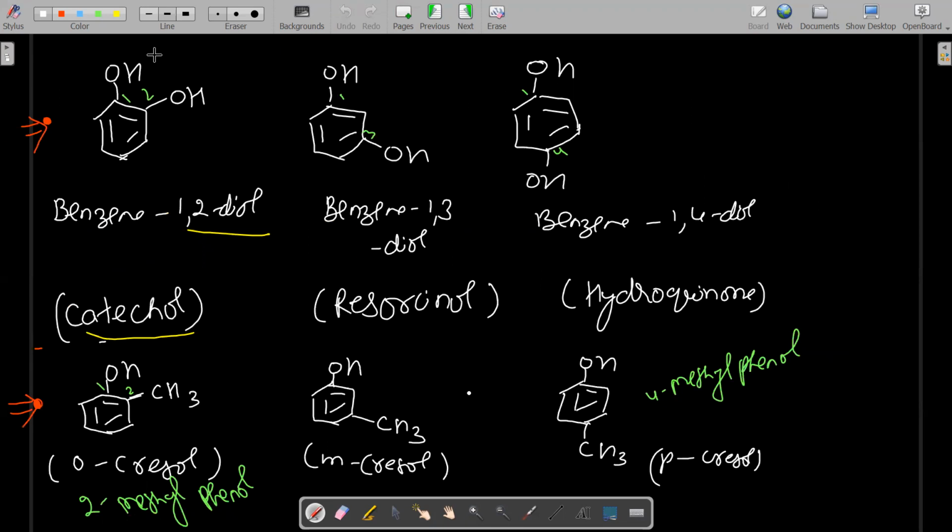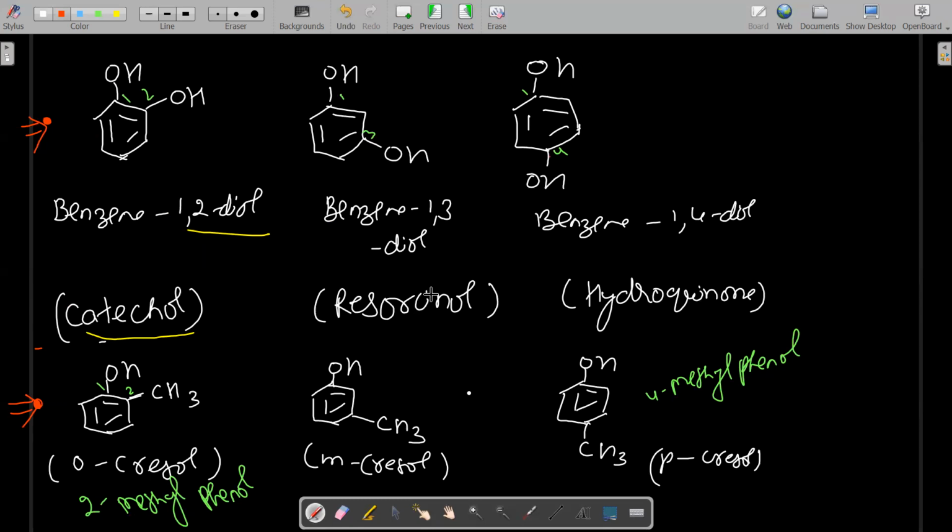Now come to phenol also. In phenol, if one OH group is present, that is called phenol. What is the name of this? This is the ortho position, this is the meta position, this is the para position. So these are called benzene-1,2-diol, benzene-1,3-diol, and benzene-1,4-diol. The common names of these three compounds are: 1,2 is called catechol, 1,3 is called resorcinol, and 1,4 is called hydroquinone. Just remember these common names whenever a question comes in a competitive exam.